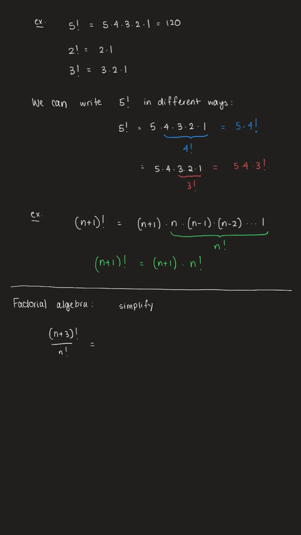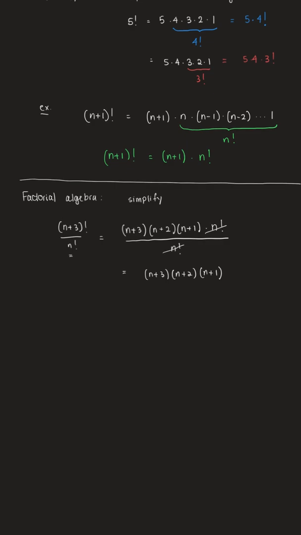Well, n plus 3 factorial is n plus 3 times all the terms that come before it, and I'd like to cancel it with the n factorial. So I can write this as n plus 3 times n plus 2 times n plus 1 times n factorial, because that's all the terms before n multiplied together, over n factorial. N factorial cancels with n factorial, and this simplifies to n plus 3 times n plus 2 times n plus 1.